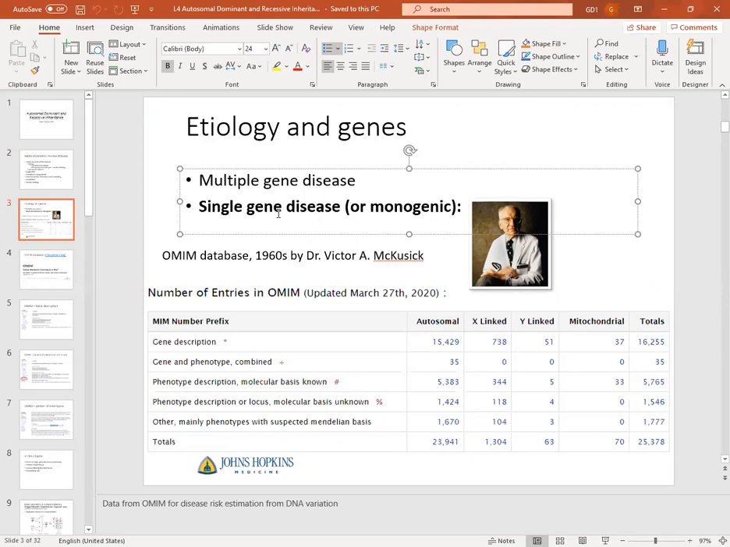But remember, one gene can also be very big. Some genes are hundreds of kilobases, so we can have a lot of mutations in that gene. That is quite complex too. Talking about single gene disease, we have to mention the OMIM database, Online Mendelian Inheritance in Man. This database started in 1960 by Dr. Victor McKusick.